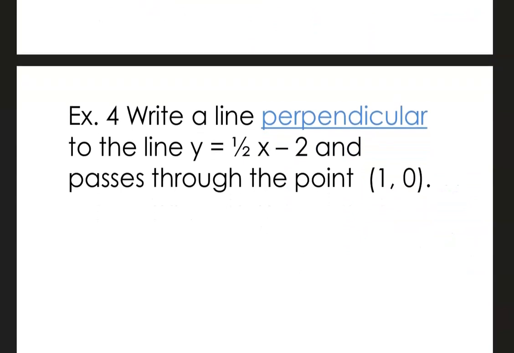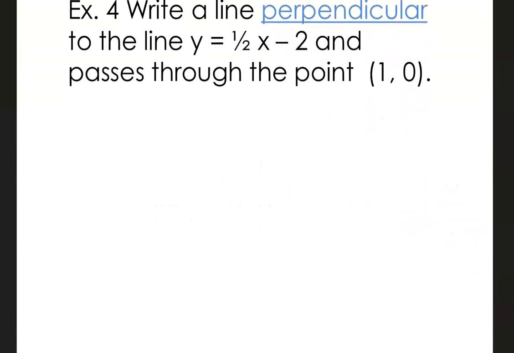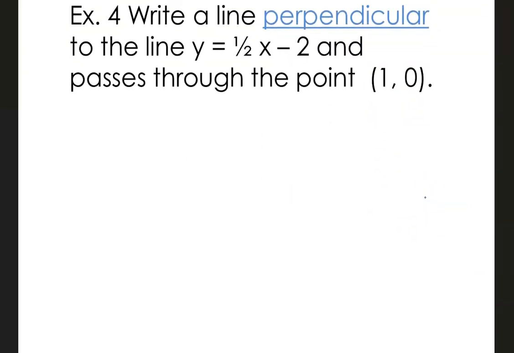Now let's take a look at an example problem. So we want to write a perpendicular line to y equals 1/2 x minus 2 that passes through the point (1, 0). So to do this, the first thing we need to do is identify the slope of the original line. So that original slope is 1/2. And we don't really need to worry about that y-intercept.